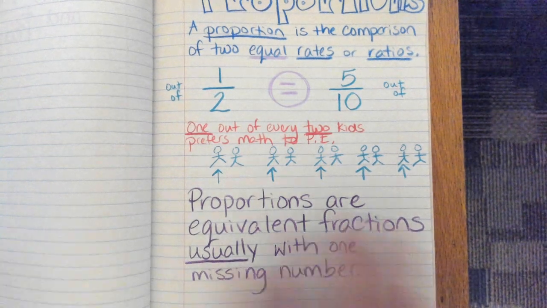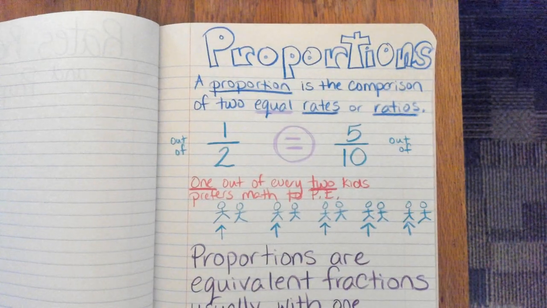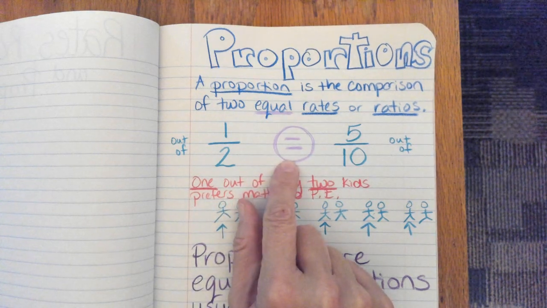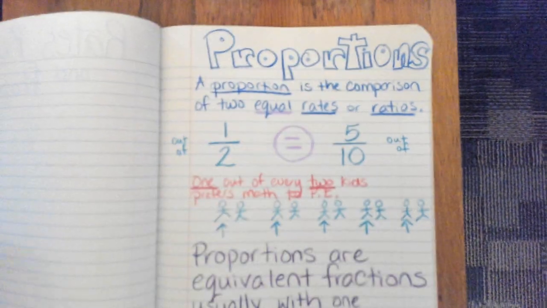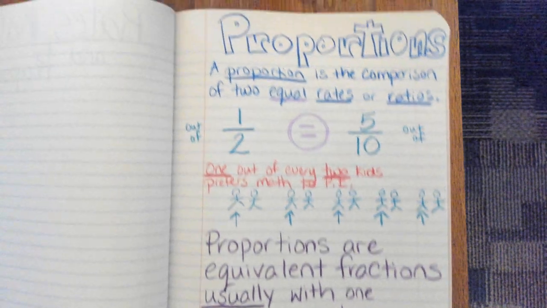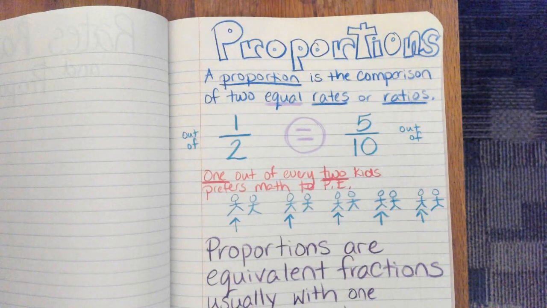Okay, so a proportion is a comparison of 2 equal rates or ratios. Okay. So there's always an equal sign between them. It looks like 2 fractions, and they're really just equivalent fractions. So if you can remember that you're dealing with equivalent fractions, I think proportions will make a lot more sense.